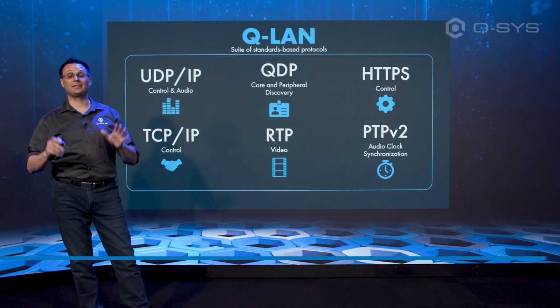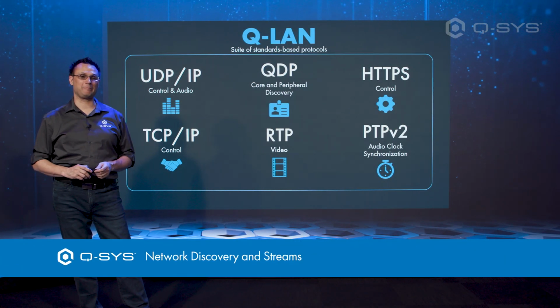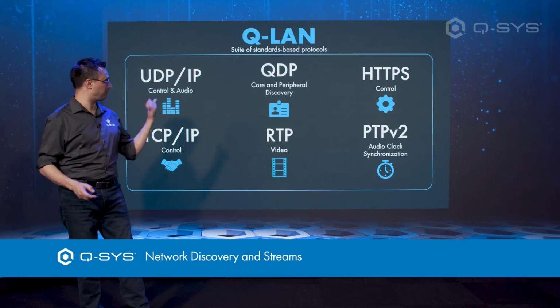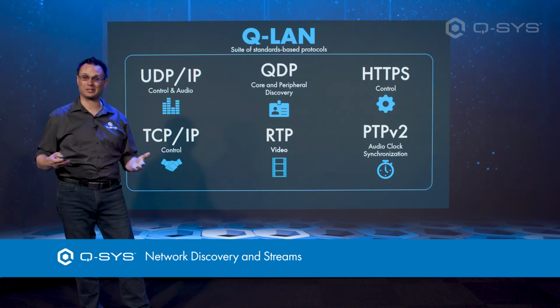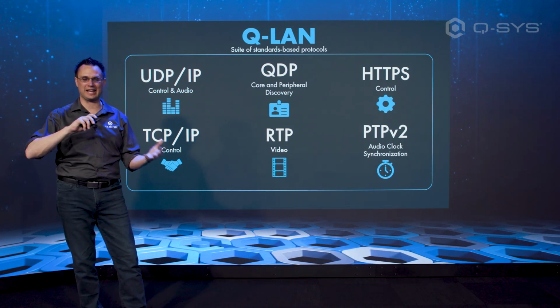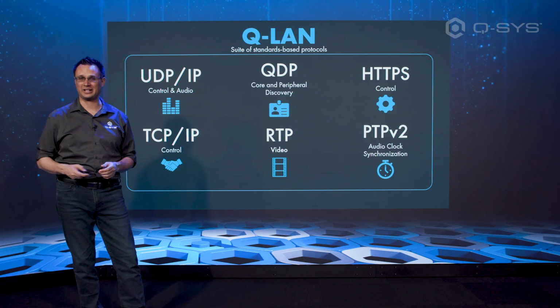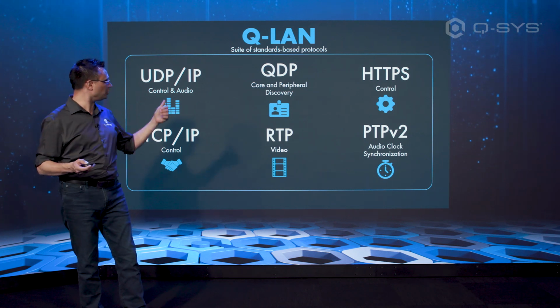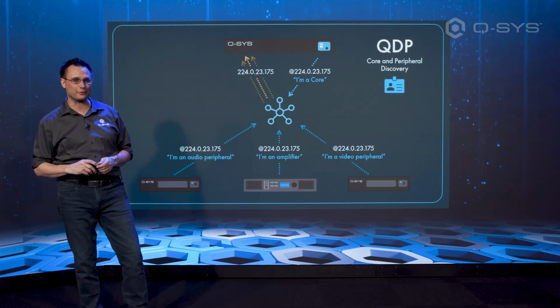Welcome back. All right, let's wrap up this section about network protocols by going back to some of these other protocols that we haven't talked about yet and just looking at, again, all the other types of data that we may be putting across a network and what each of those mean. We'll start by looking at QDP, which is Q-SYS Discovery Protocol.